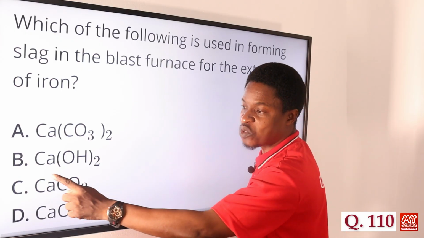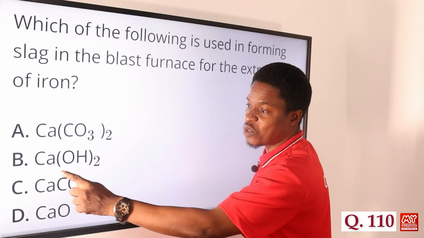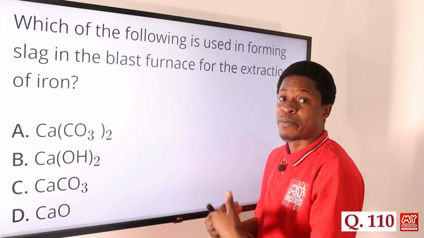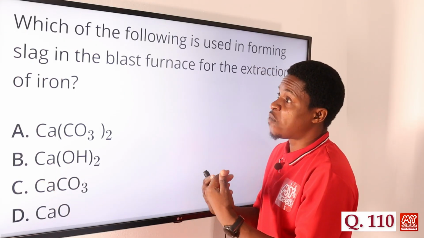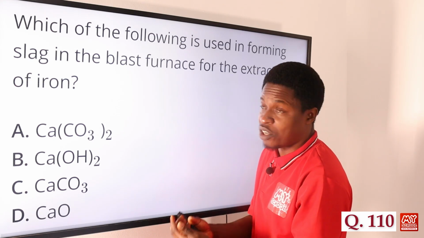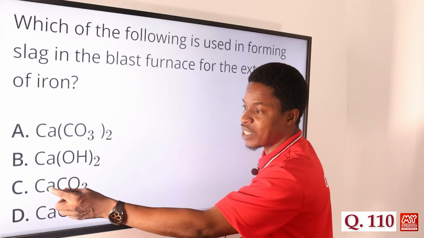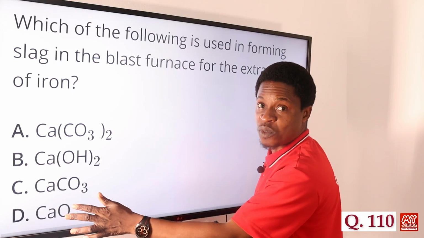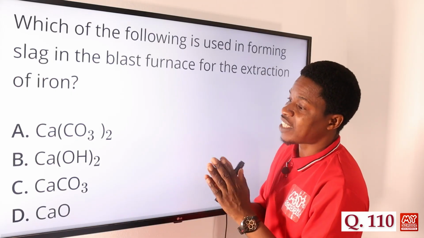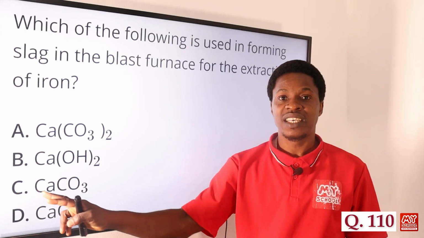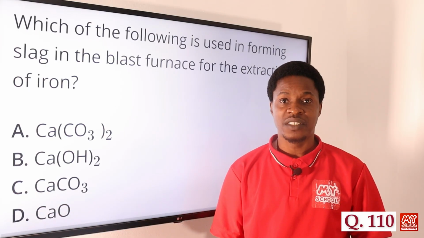Okay, this is what we actually need. This is what we need to introduce into the blast furnace during the extraction of iron. Then this will now give us the CaO that we need. So the correct answer here is option C, calcium carbonate, CaCO3.